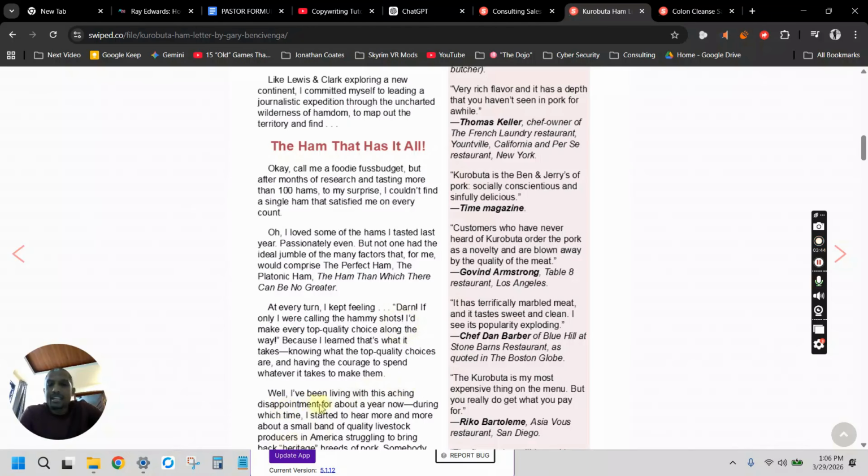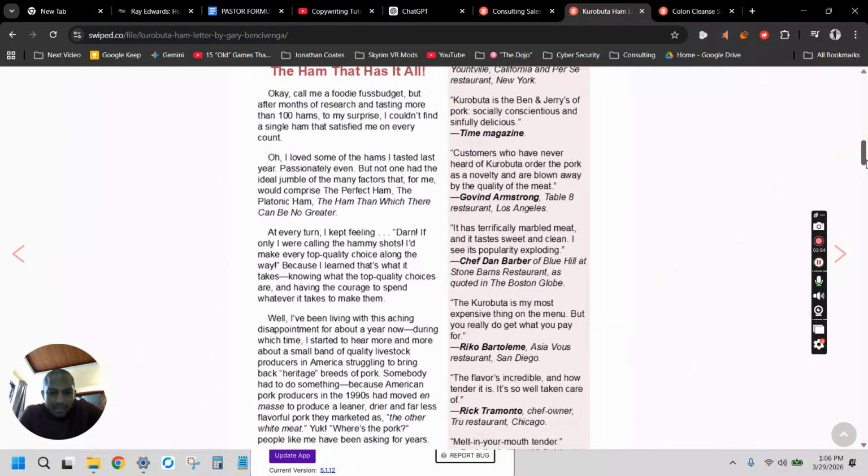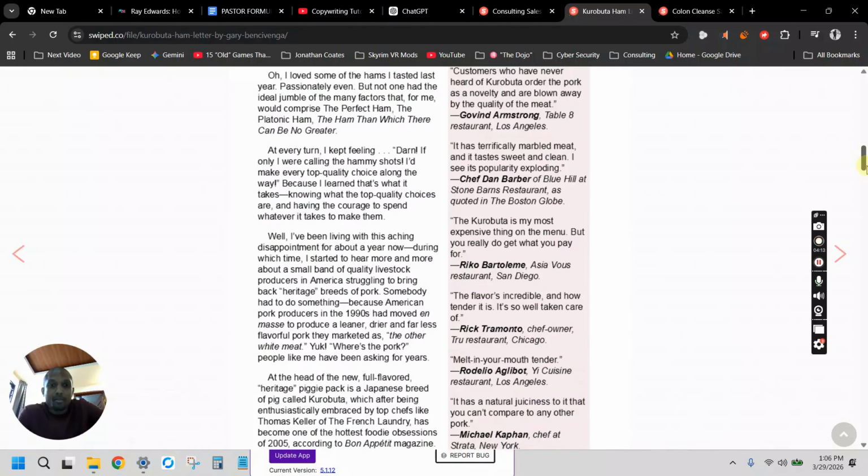"I've been living with this aching disappointment for about a year now, during which time I started to hear more and more about a small band of quality livestock producers in America struggling to bring back heritage breeds of pork. Somebody had to do something because American pork producers in the 1990s had moved en masse to produce a leaner, drier, and far less flavorful pork they marketed as the other white meat. Yuck. Where's the pork? People like me have been asking for years. At the head of the new full-flavored heritage piggy pack is a Japanese breed of pig called Kurobuta."